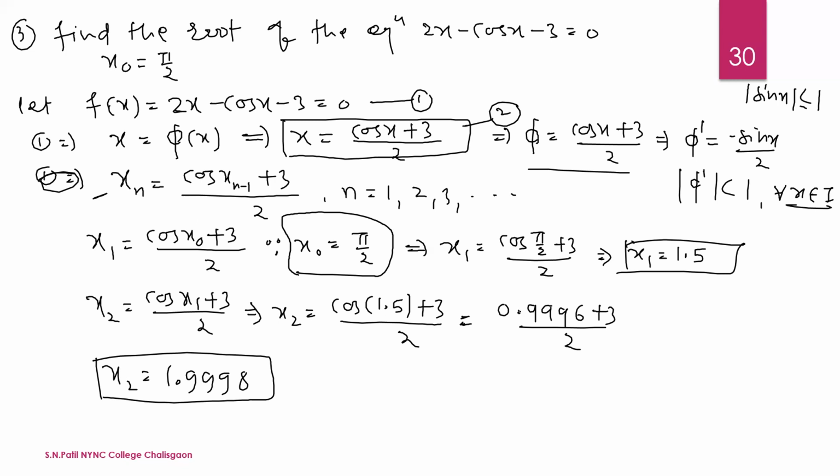Through calculation we get 0.9996 plus 3 divided by 2. Simplify, then we get x2 is 1.9998, which is the required answer. Which is the required root after performing the second iteration.